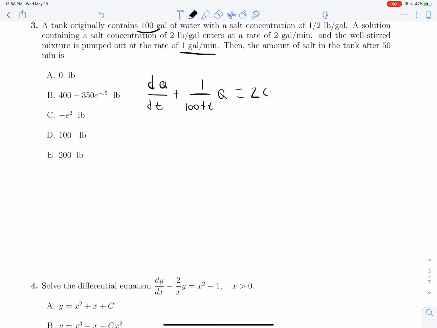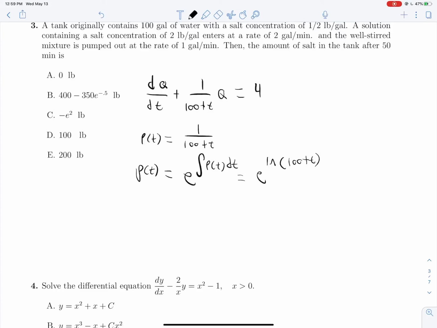Now the concentration in, which is our last thing to fill in, is just 2 pounds per gallon. So this side will become 4. Now to solve this for Q of t, we can use integrating factor, where this is our value of P of t, that's 1 over 100 plus t. And our integrating factor, rho of t, is equal to e to the integral of P of t dt, that is e to the ln of 100 plus t. We drop the c, and we can simplify this down to 100 plus t.